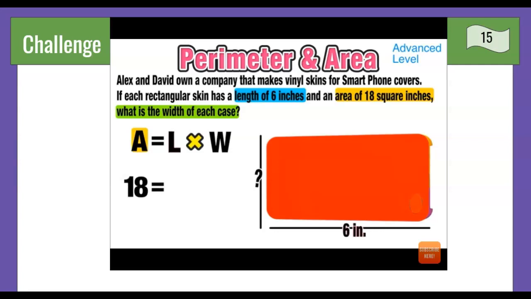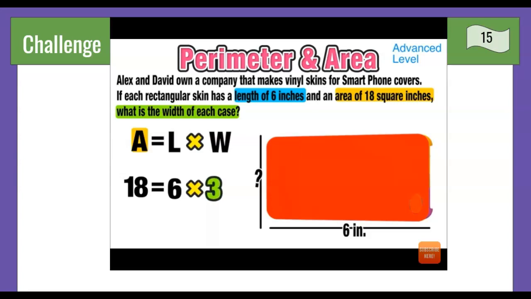Now the area, which we know is 18, equals length times width. The length is 6 times the width. Again, that's what I don't know. So let's just call it question mark. Now, if I look at this closely, 6 multiplied by some unknown number has to equal 18. Does anybody know what that number is?